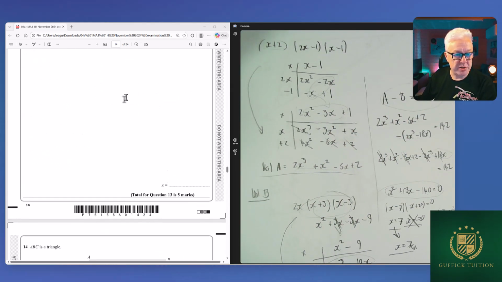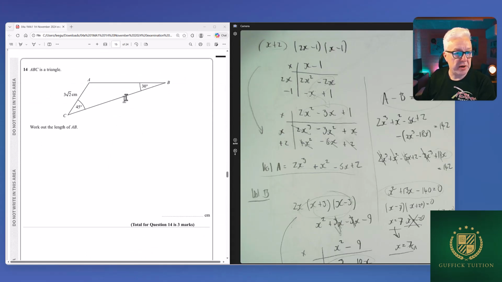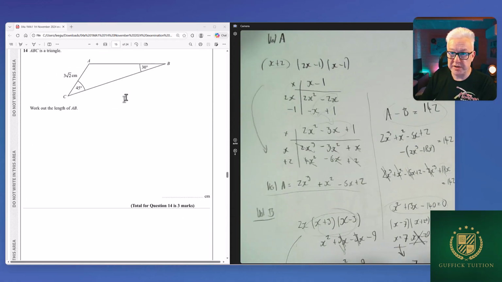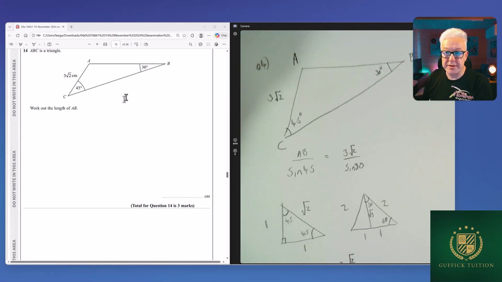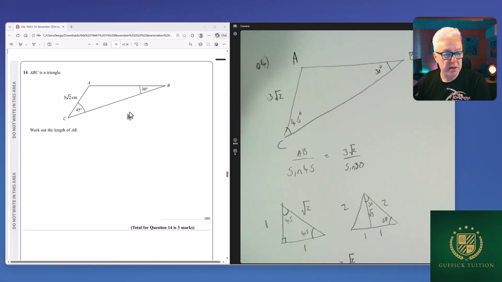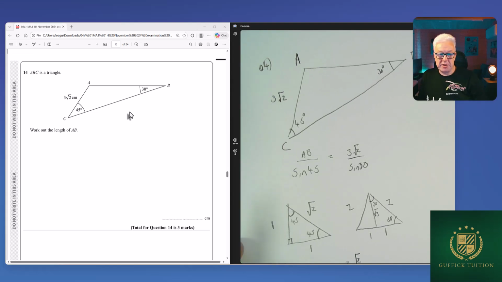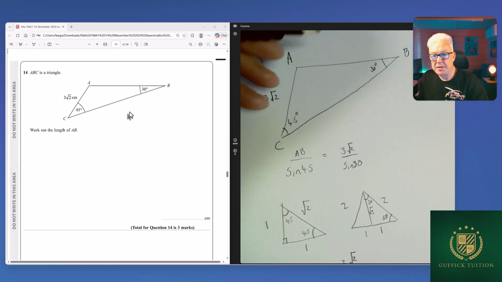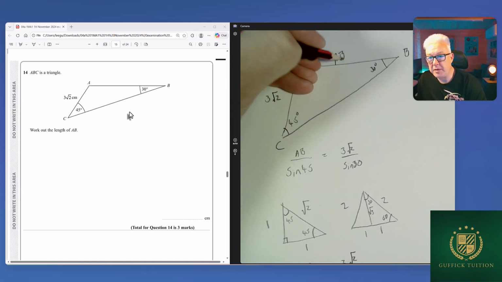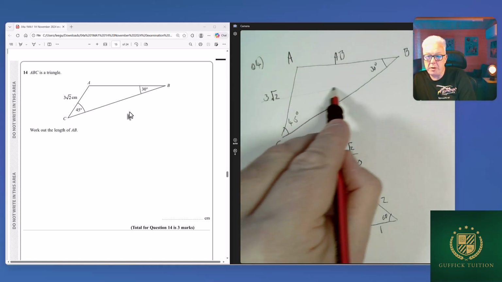All right, the next question is question 14, the last one I'm going to do in this video. And this is a non-calculator paper, remember, so it's exact trig values here. So you've got to remember your exact trig values. So what's going on here? We've got a triangle and we've got to work out the length AB. So if I just call that side AB, now you can see we've got one matching pair.